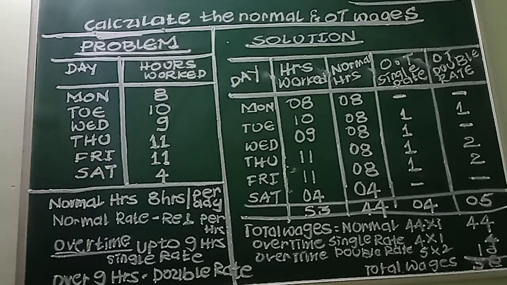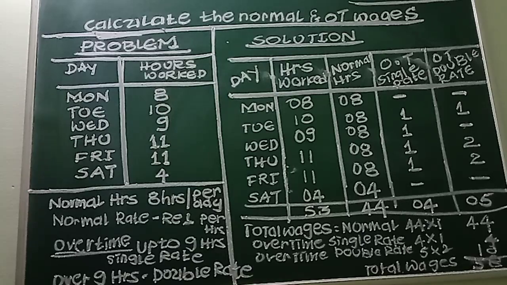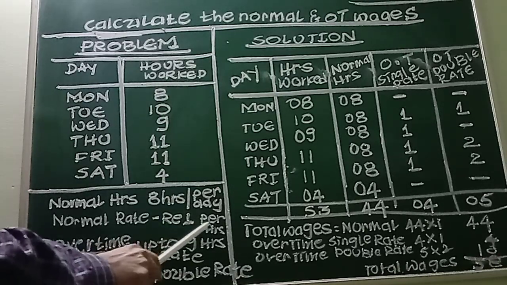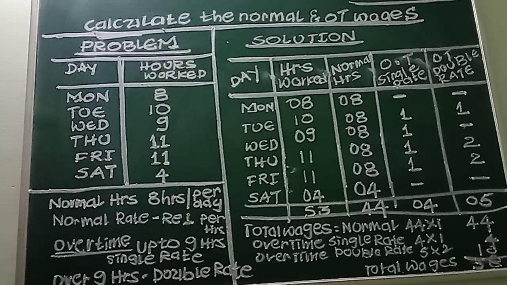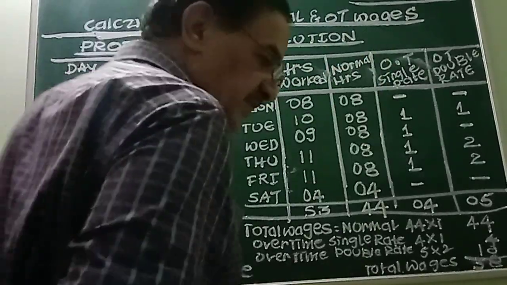Coming to the normal hours for the workers, it is fixed at 8 hours per day. Normal rate is considered as 1 rupee per hour. How do you calculate the overtime wages? For this purpose, they have given two slabs. Up to 9 hours, this is the single rate. Over 9 hours, it will be considered as double rate. So, we have to calculate the normal and overtime wages of the workers.